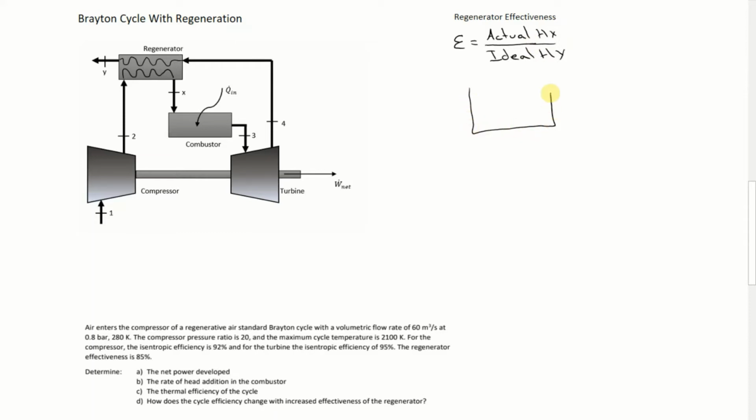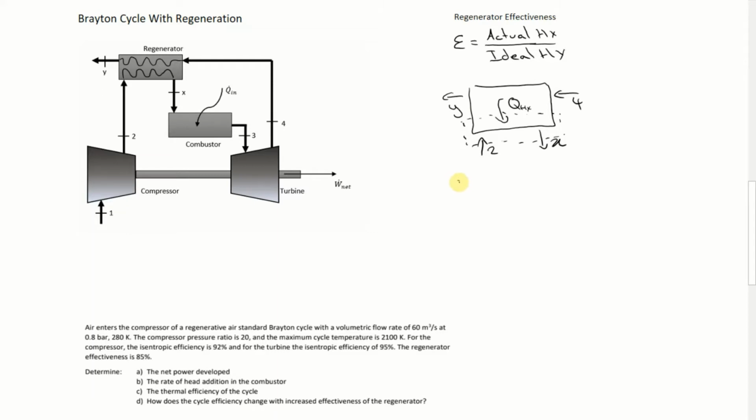So if you think about our regenerator, we have state 2 coming in and state X leaving. We have state Y exiting and state 4 coming in. And we have this heat exchange which happens from the exhaust air into the incoming air, or the air coming out of the compressor. And this we'll call Q heat exchanger. So we're going to draw our control volume, and I'm sure there's more than one approach to this, but I will draw my control volume in this way.